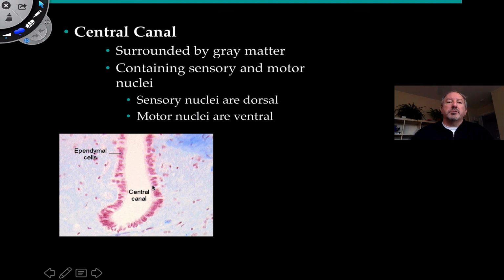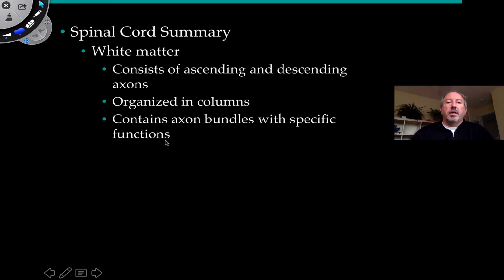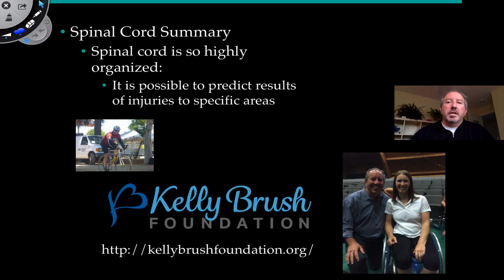But it contains sensory and motor nuclei, and the sensory nuclei are dorsal, the motor nuclei are ventral. And I mentioned that before. And also the gray matter is surrounded by white matter, sort of as a summary of what we've been talking about. The white matter consists of lots of tracts, both going upward and downward, and they're axons mostly. They're organized in columns and they're bundles with specific functions.